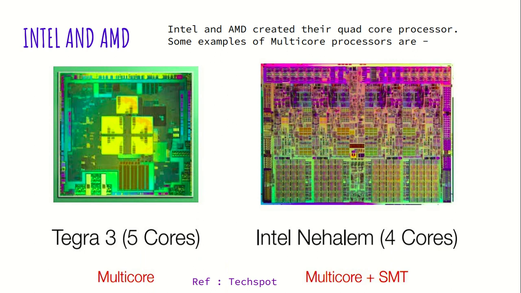Here we can see two examples of multi-core processors. The first example is the Tegra 3 processor, which had 5 cores. This was developed by NVIDIA. The second example is the Intel Nehalem processor, which had 4 cores and was developed by Intel. This is the Tegra 3 processor on the left, and this is the Intel Nehalem processor on the right.